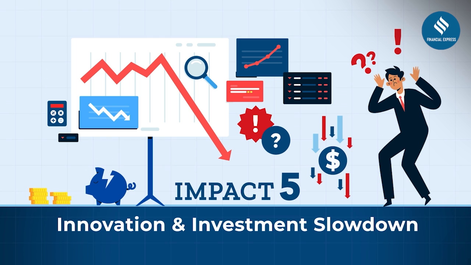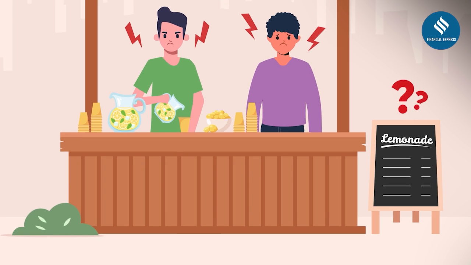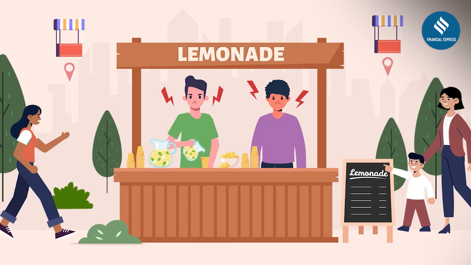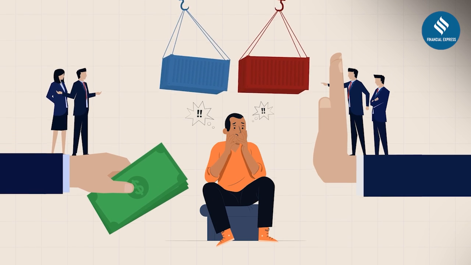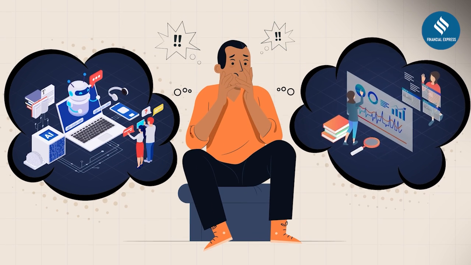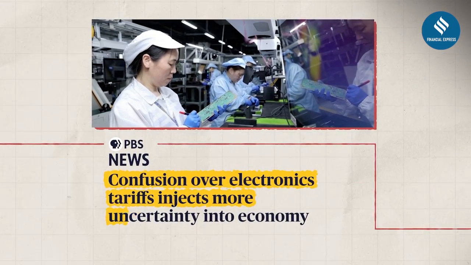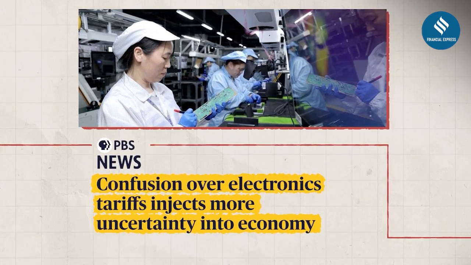Impact 5. Innovation and investment slowdown. If you and your brother are too busy arguing, you might not have time to invent new flavors or try taking your lemonade stand to new spots to sell to new customers. In the same way, trade wars can create uncertainty, which discourages companies from investing in new technologies or expanding their businesses. For instance, during the U.S.-China trade war, some companies have delayed investments due to uncertainty about future tariffs.